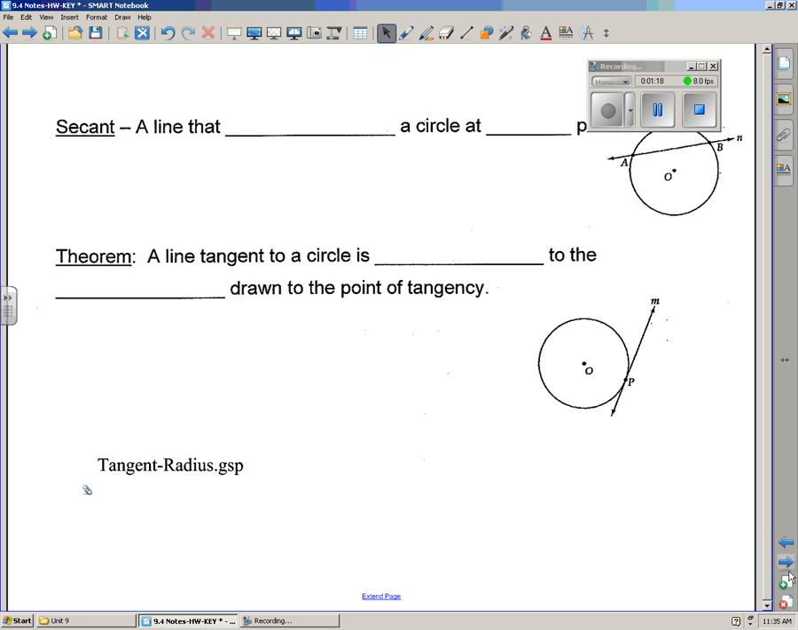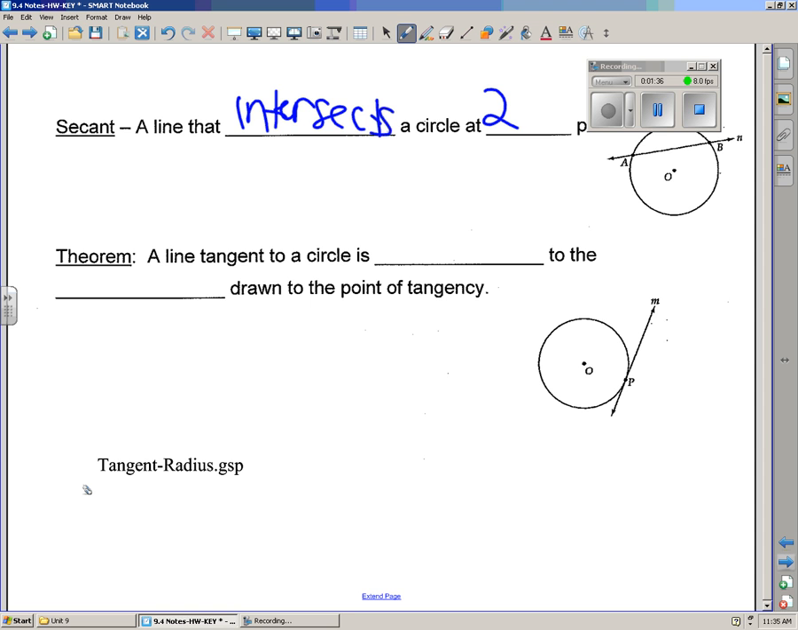When we talk about secants, a secant is a line that intersects a circle at 2 points. So what you see here is that line AB goes through circle O at 2 points, A and B.